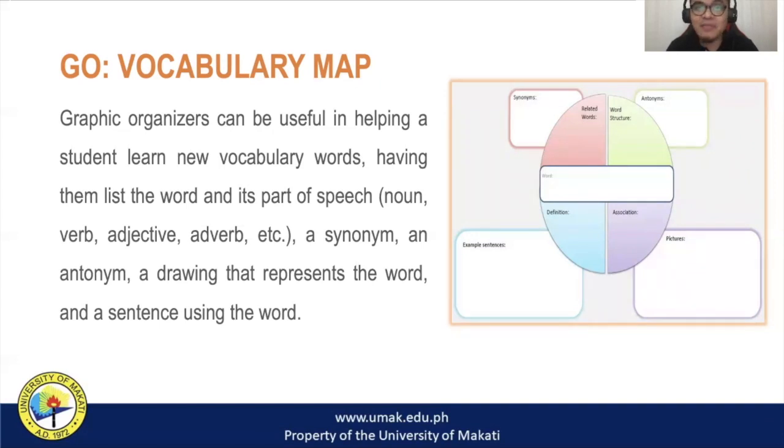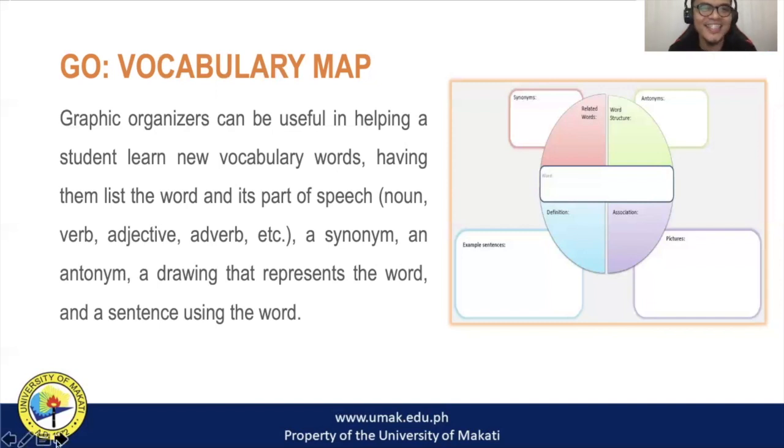Okay, next we have the vocabulary map. Well, this is not very common in the place where I work, but this will be very helpful, especially for learners who are trying to learn a new language. Graphic organizers can be useful in helping a student learn new vocabulary words, having them list the word and its part of speech, like a noun, verb, adjective, adverb, etc., a synonym, an antonym, a drawing that represents the word, and a sentence using the word. As you can see, this is a lot of quadrants and portions, and it could be really tasking. But if you're determined to learn English or another language, then a vocabulary map is definitely a good idea.